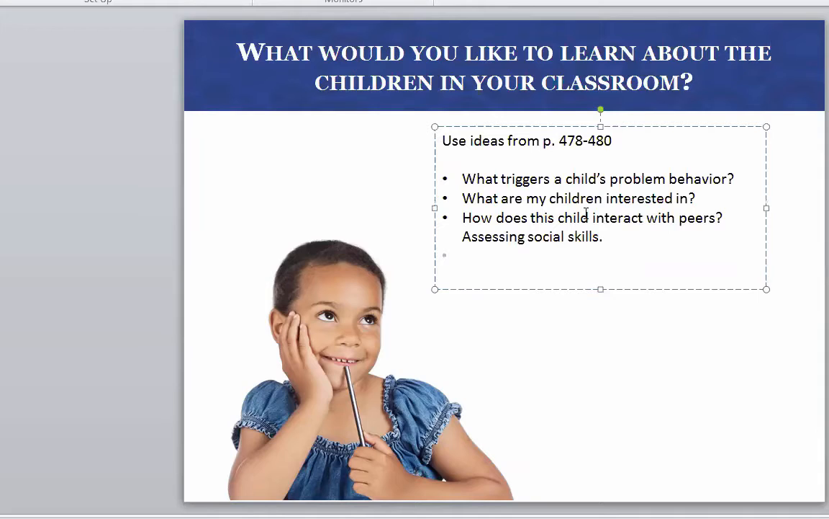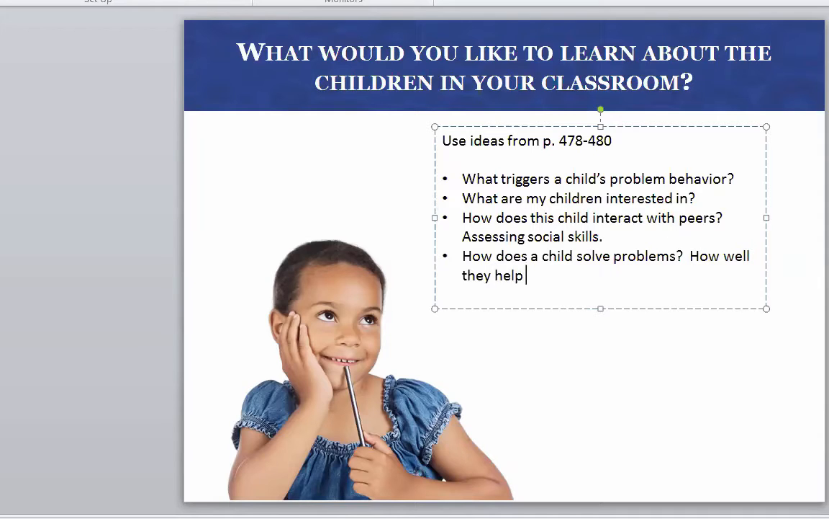Okay. I guess how does a child solve problems? All right. And why might you be checking a child out for that? I guess checking the, I don't want to say a thought process, but I guess how well they help themselves. All right. I'm trying to think of it. I don't know how else to say. I don't know how to describe what I'm thinking.